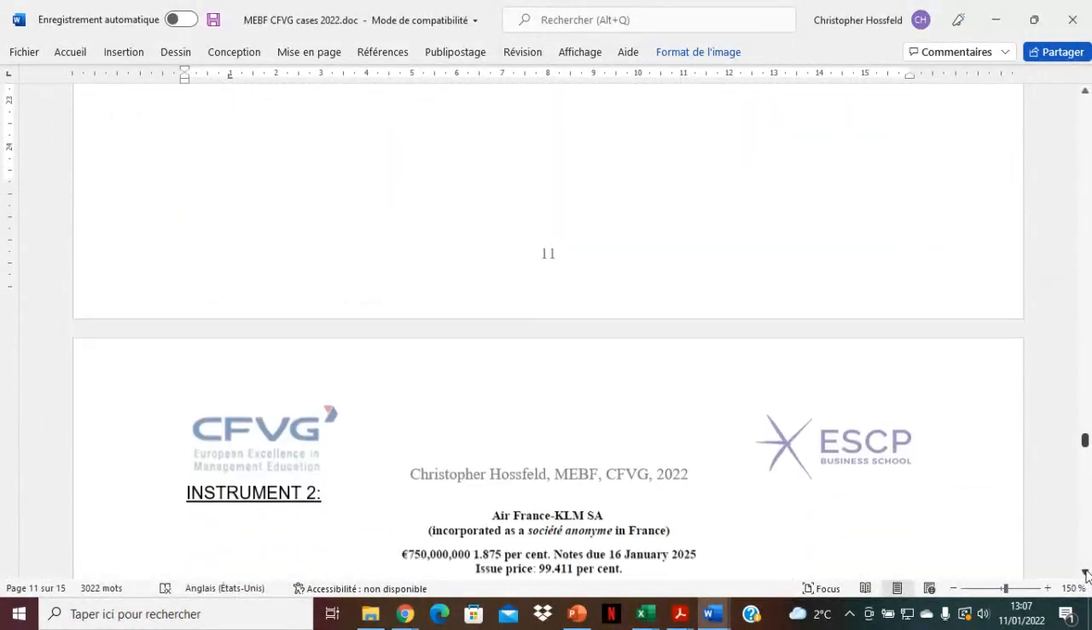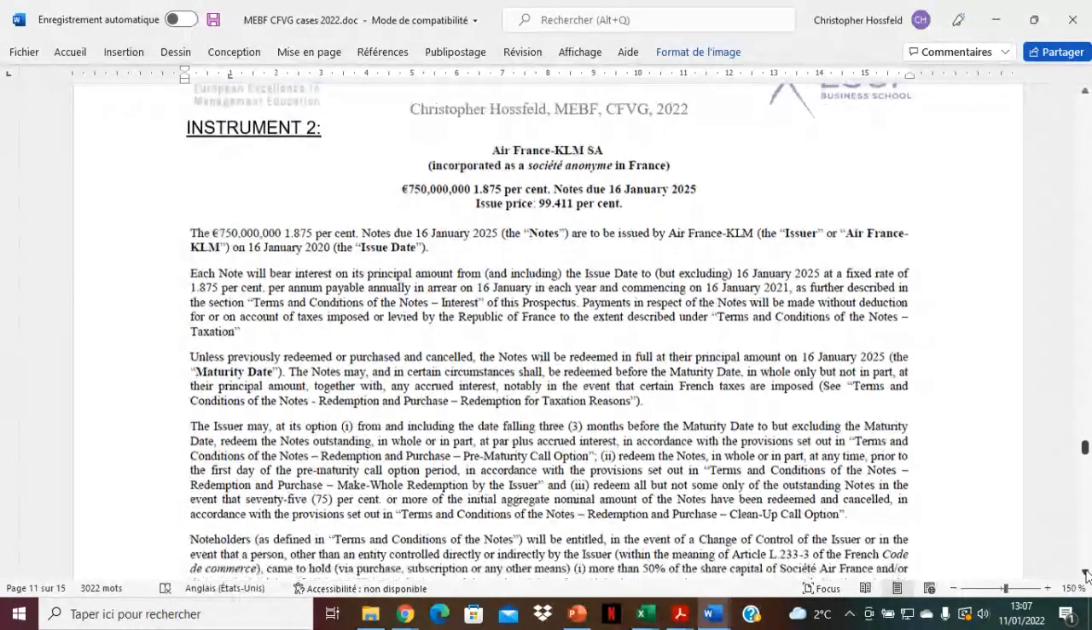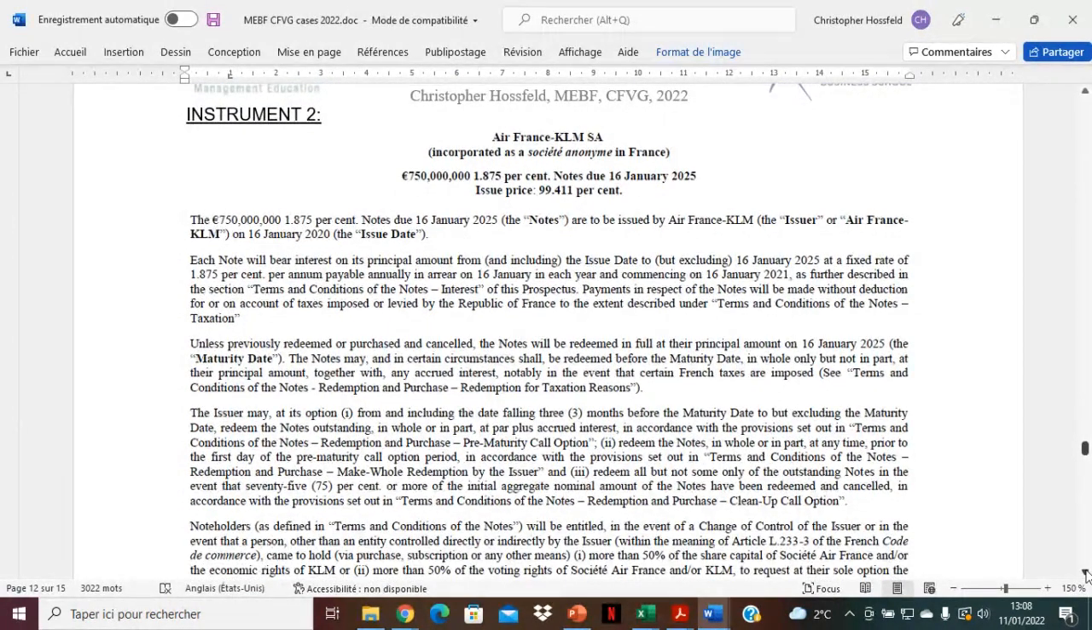So it's a 750 million note with a 1.875% coupon. And the notes are due in 2025. Okay. So any ideas what instrument number 2 may be? No ideas.